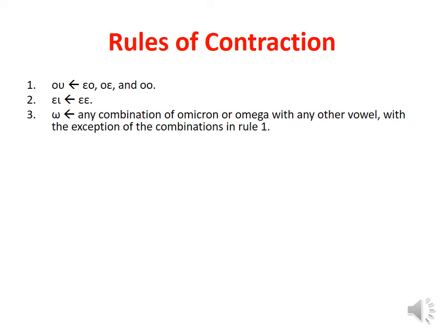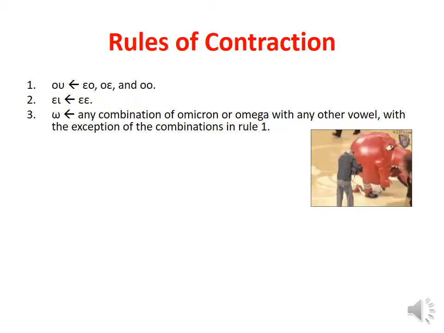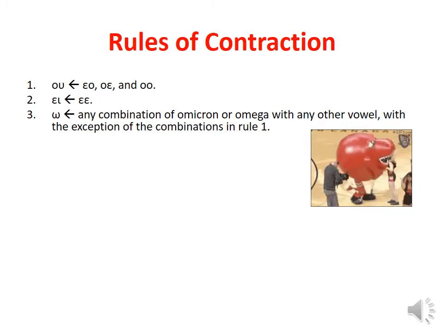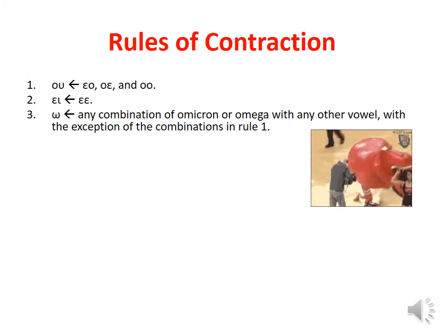And now, almost any combination of omicron or omega and another vowel will become omega. The exceptions to that will just be the combinations you see in rule number 1. Any other time, omega will win. Omega will be the strongest, most dominant vowel in any combination. It will simply swallow up anything else, like this poor cheerleader.